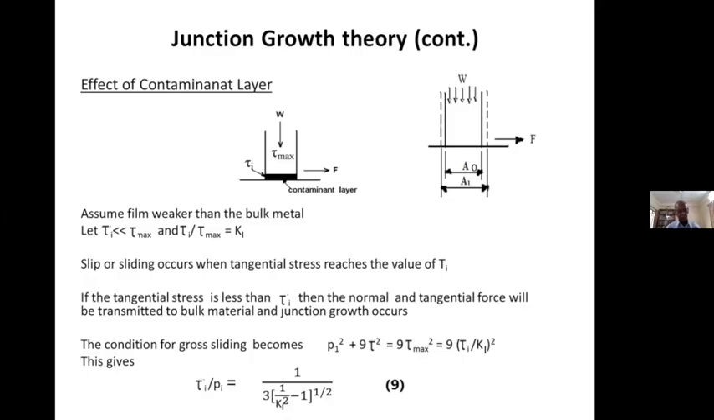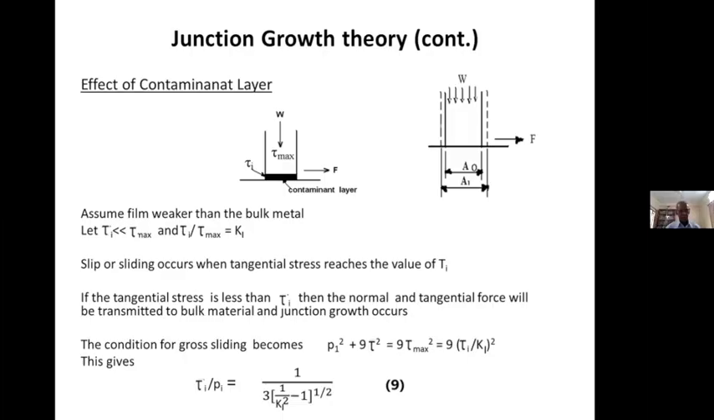So let's take tau I as the yield stress of the contaminant layer. So tau I by tau max, let's call it K1. So this is different from the K we used before. That was the yield stress, but this is just a ratio of the two yield stresses, yield stress of the contaminant layer and yield stress of the material. Now, slip or sliding occurs when tangential stress reaches the value of tau I.